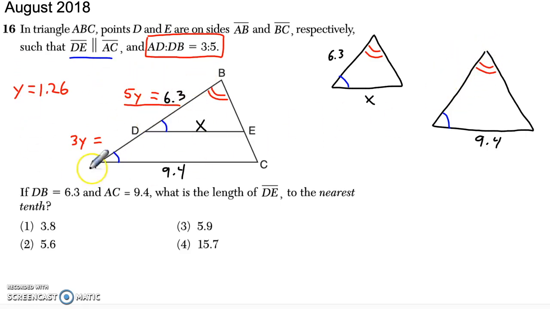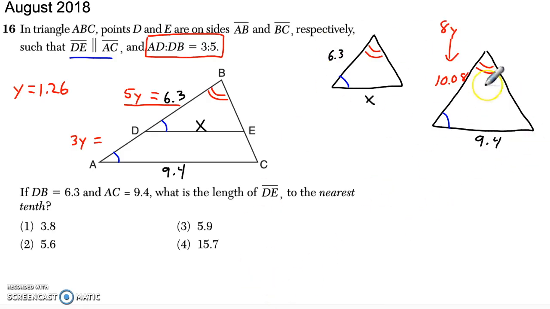Because AB, the whole side of this triangle, isn't that just 3y plus 5y? Right, so that's 8y. So if this is 8y, it's just 8 times 1.26. So you just grab your calculator, multiply 8 times 1.26, and you'll get 10.08, right? So that's coming from 8 y's. And now I'm ready to set up a proportion.